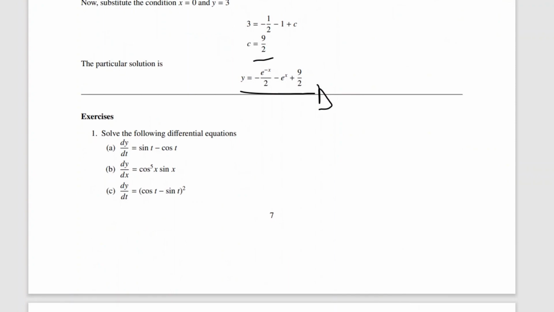Solve the following differential equations. A: dy divided by dt is equal to sin t minus cos t. Now this is our equation. First things first, we need to separate them and rearrange the terms, right? So dy divided by dt is equal to sin t minus cos t.